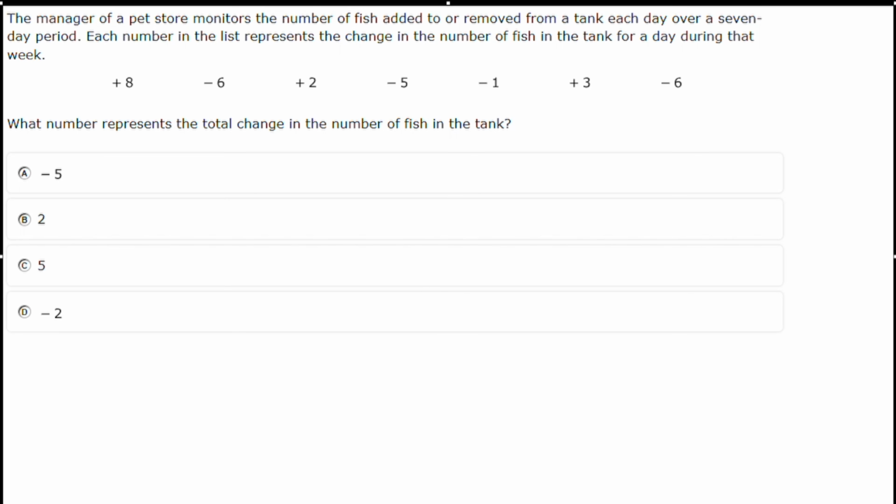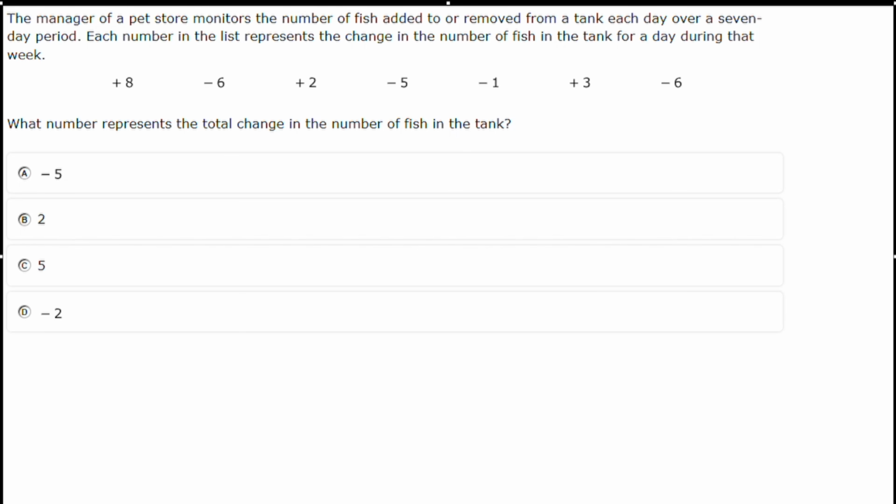All right, let's take a look at question number 2. It says the manager of a pet store monitors the number of fish added to or removed from a tank each day over a 7-day period. Each number in the list represents the change in the number of fish in the tank for a day during that week. What number represents the total change in the number of fish in the tank?